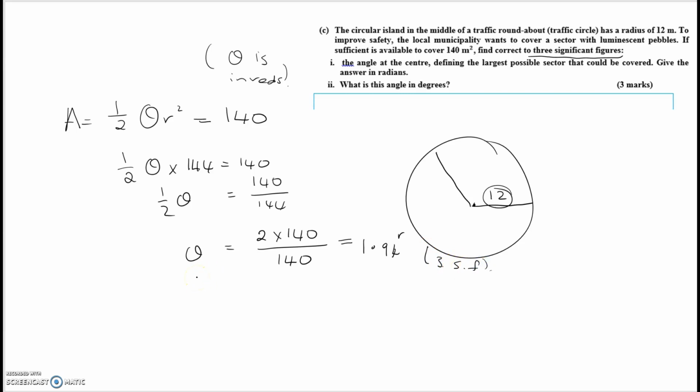Now then it says, what is this angle in degrees? Simply convert it, use your calculator, 1.94 radians. Put your calculator into degrees, type in 1.94 and then shift and then the answer button and choose R, and we should come up with 111 again to 3 significant figures.